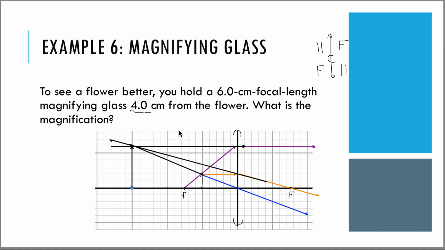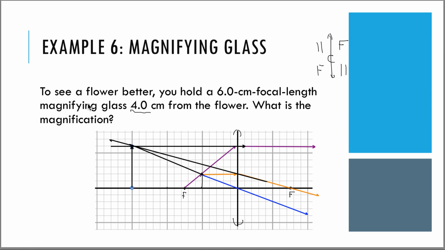We can see just by looking at it that it's bigger. It looks to be 6 squares tall, while the object was 2 squares tall. So it looks to be 3 times as big, so we have a magnification of 3. So let's go ahead and take a look at the equations and see if we can get the same answer.